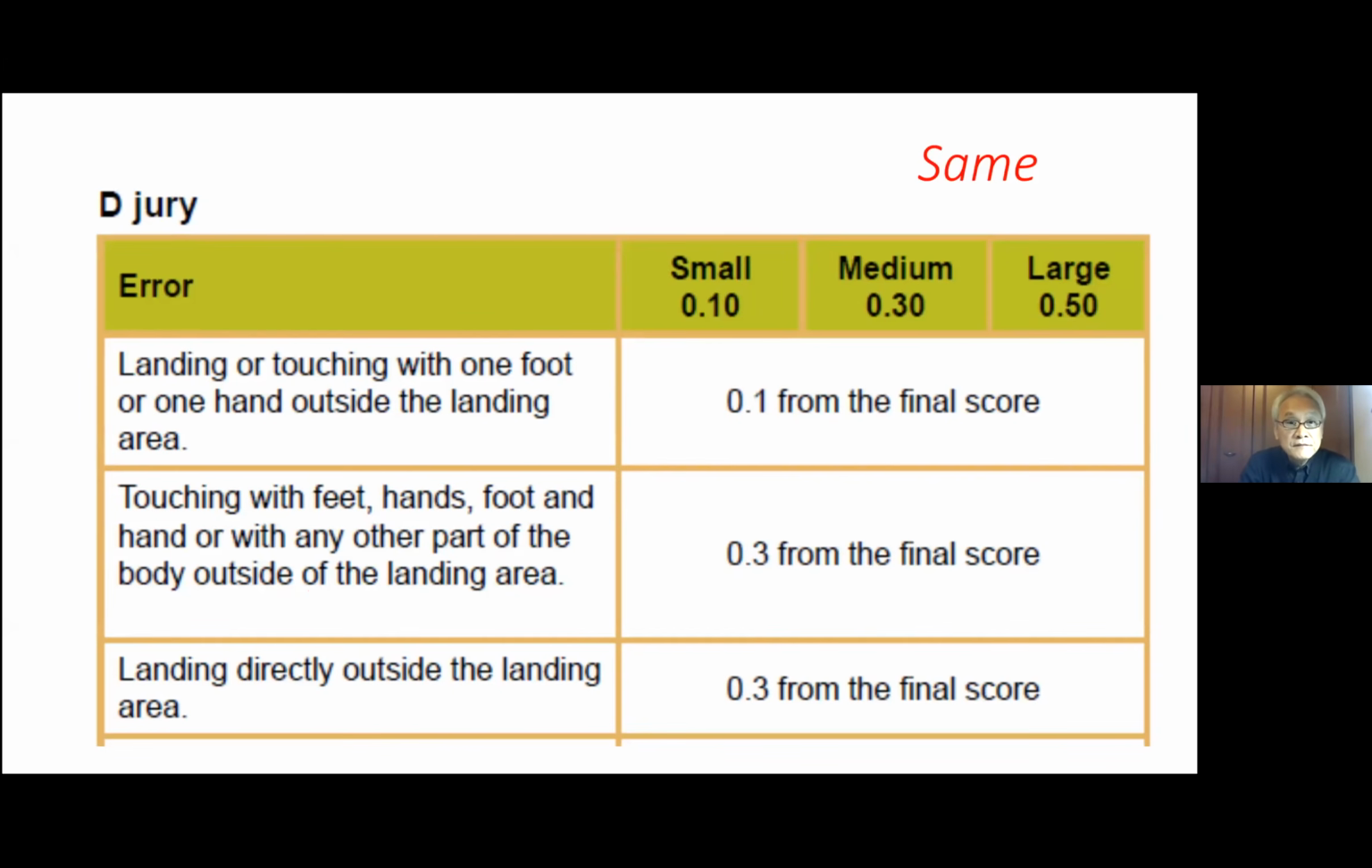About landing, touching with 1 foot or 1 hand, 0.1 deduction. Feet, hands, foot and hand, 0.3 deduction. Landing directly outside the landing area, 0.3 deduction. It's the same, no change.